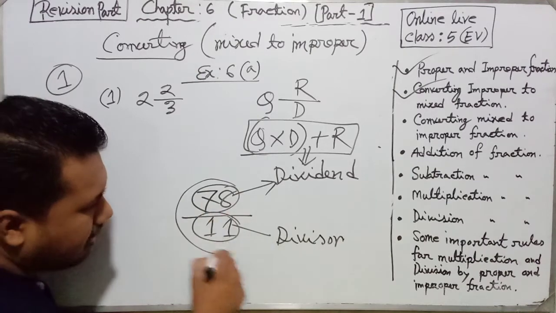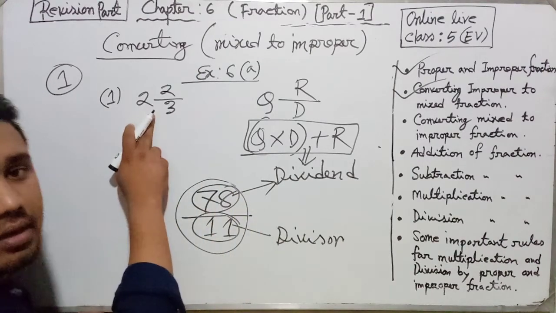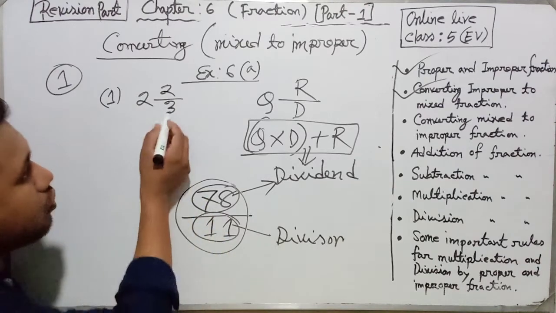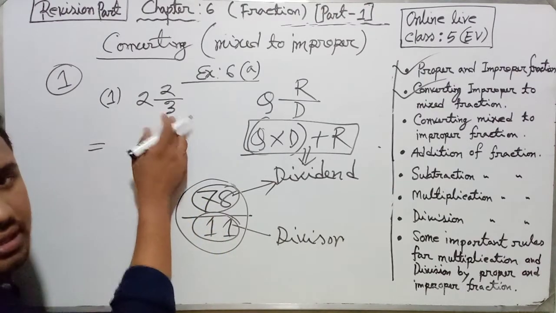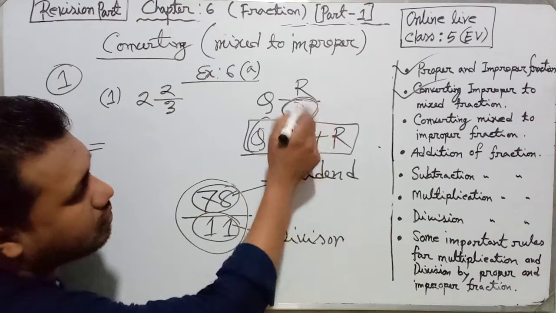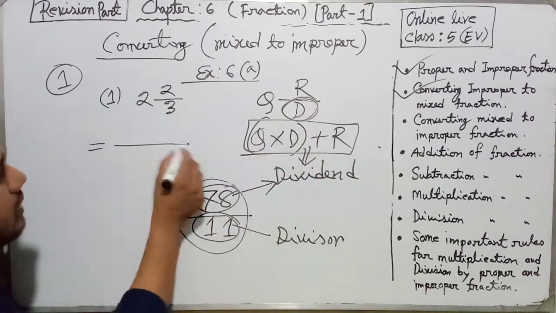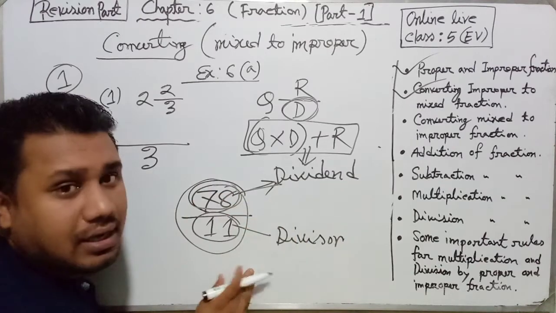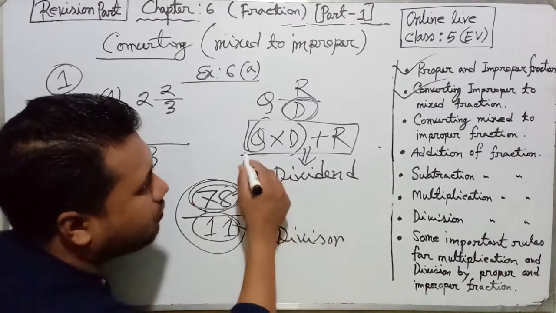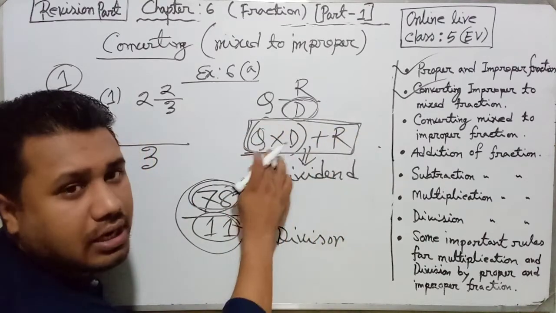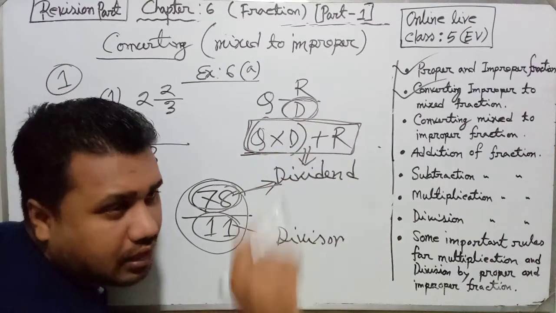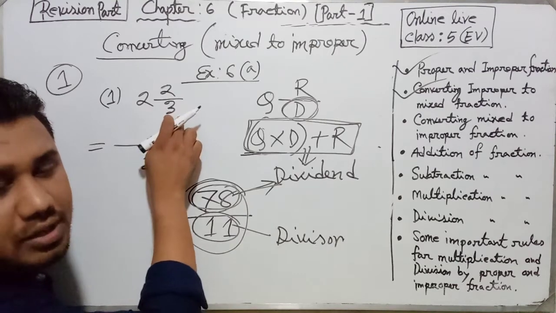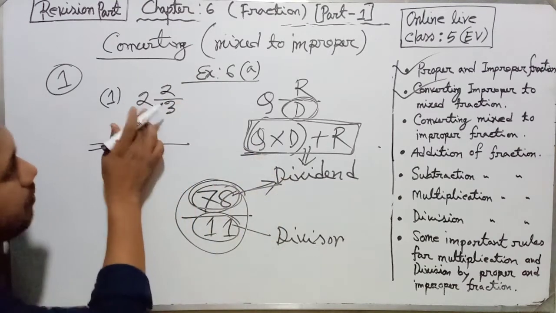Now, this is an improper fraction, but this is a mixed fraction. Now, this mixed fraction we have to convert to improper fraction. So this 3, this is divisor. So we can write this is 3. But the upper part, it will be dividend. So we should apply the formula of dividend: quotient into divisor plus remainder. Now which one is quotient? 2. Which one is divisor? 3. And which one is remainder? 2. So we have to multiply 2 and 3.